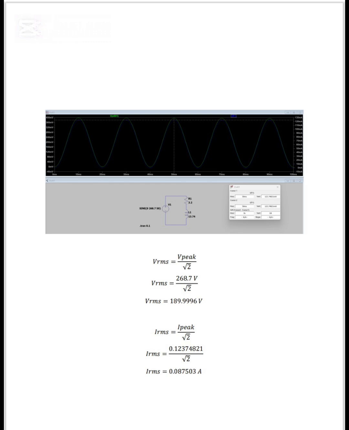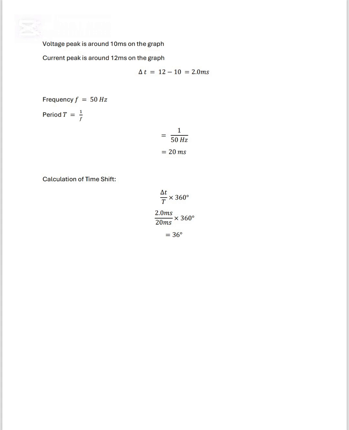Capacitors improve this situation by providing leading reactive power that cancels out the lagging reactive power. In a practical circuit example, the voltage is 190 volts and the frequency is assumed to be 60 hertz. The resistive load is 3.2 ohms and the inductive load is 13.74 millihenries, or 0.01374 henries. The inductive reactance is calculated using the formula XL equals 2πfL, which gives approximately 5.18 ohms.